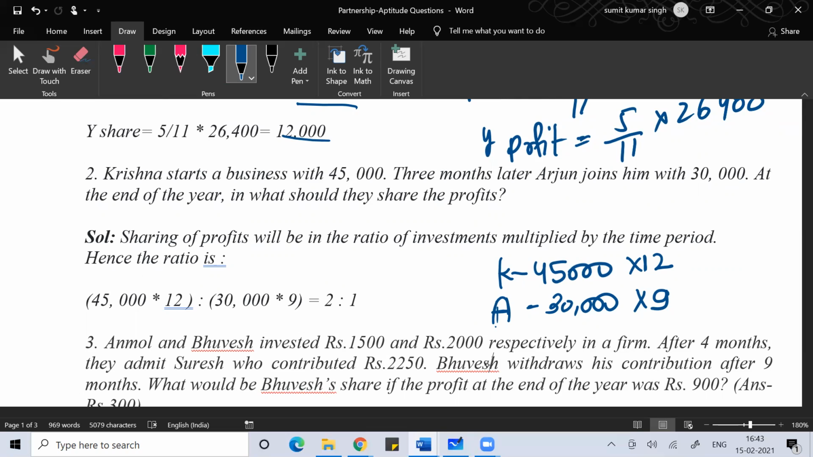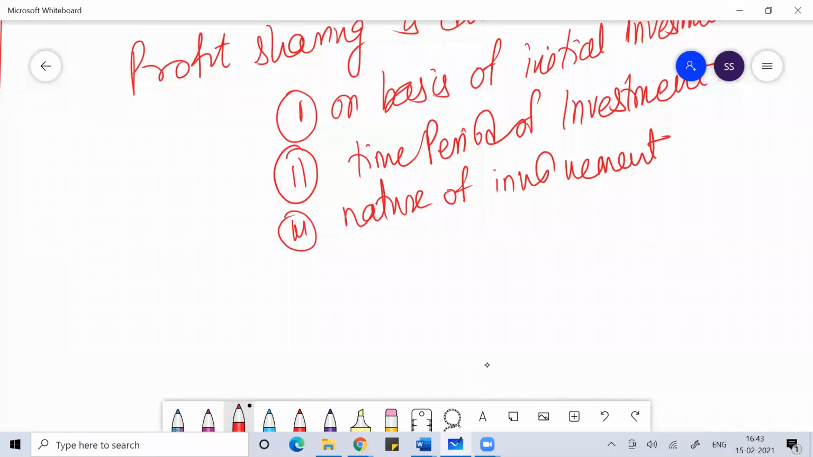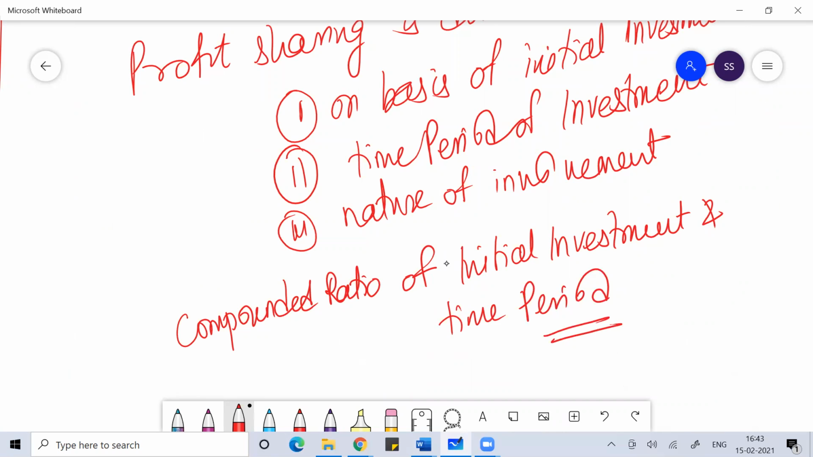So if you talk about the ratio in which they will divide the profit, it is actually the compounded ratio of their initial investment and the time period.